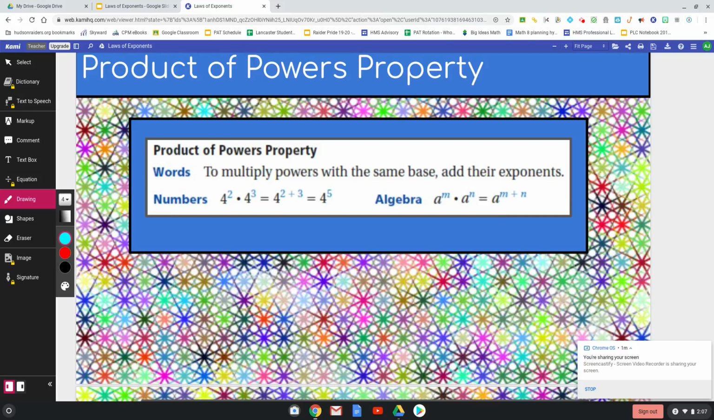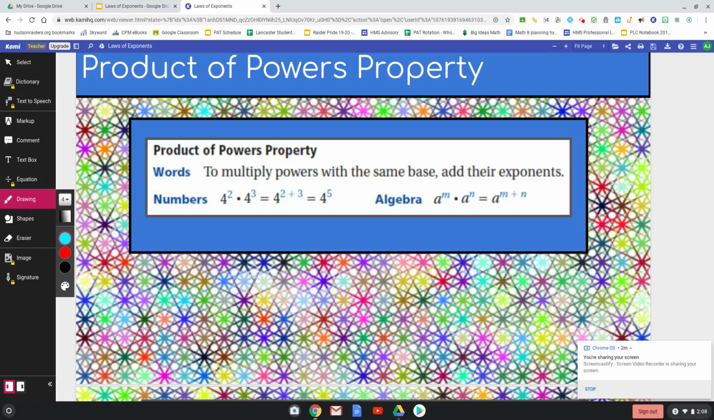The next rule I'm going to talk to you about is called the product of powers property, or the product of powers rule. This says that if we multiply two powers together with the same base, we're going to add the exponents. So let's look at the example. We have 4 raised to the 2nd power times 4 raised to the 3rd power. Because the base is the same, the number 4, we can add the exponents together to simplify this, and we get 4 to the 5th power, because 2 plus 3 is 5.